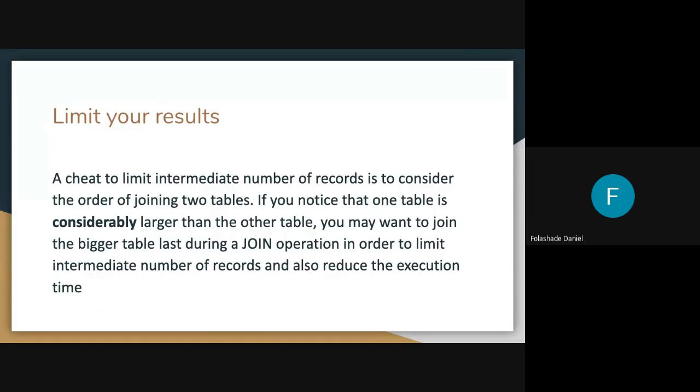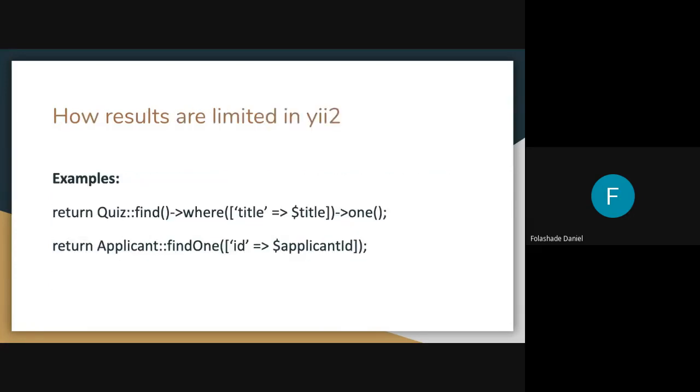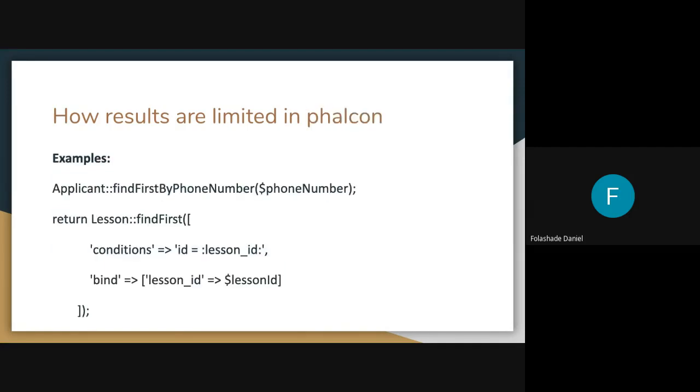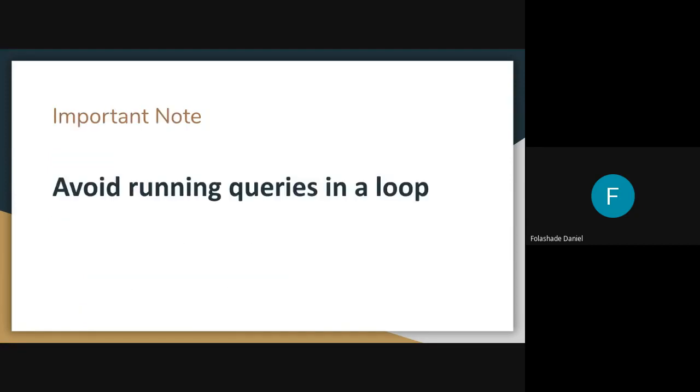And then another example is programs and program topics. Yeah, that's another example that I can use here. Then, for people that write EF, this is how we limit results. If you're going to be finding just one, you can use find first in Falcon.